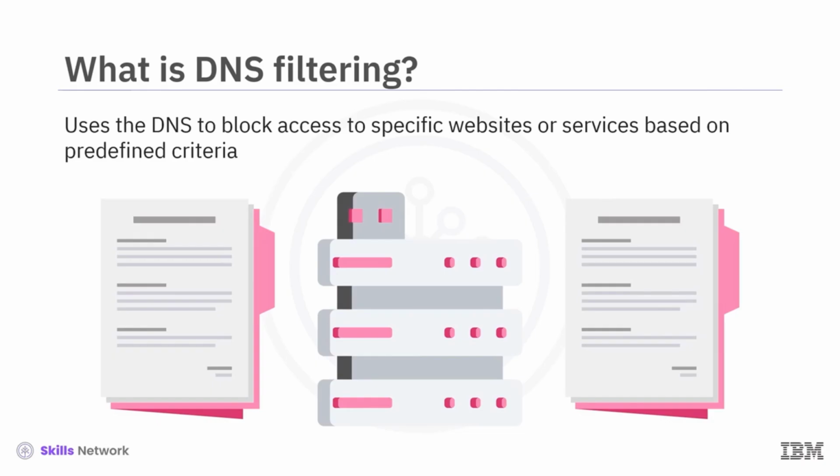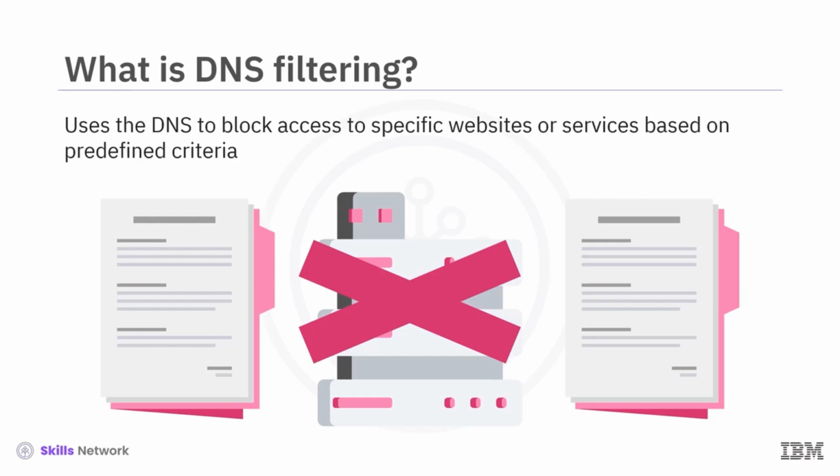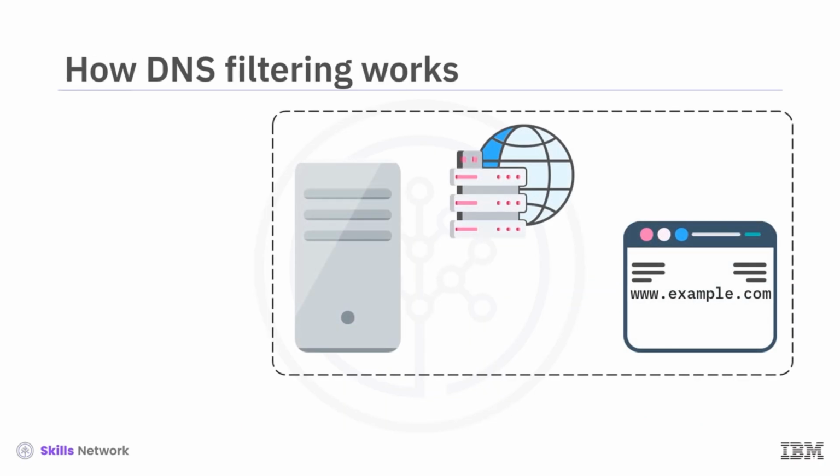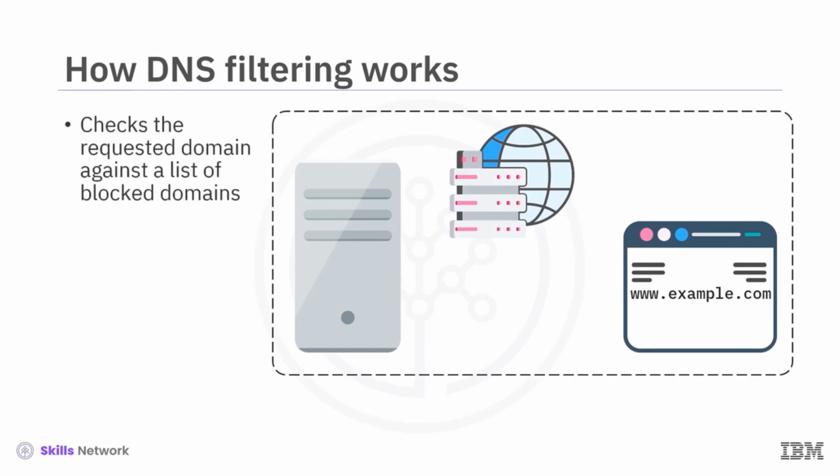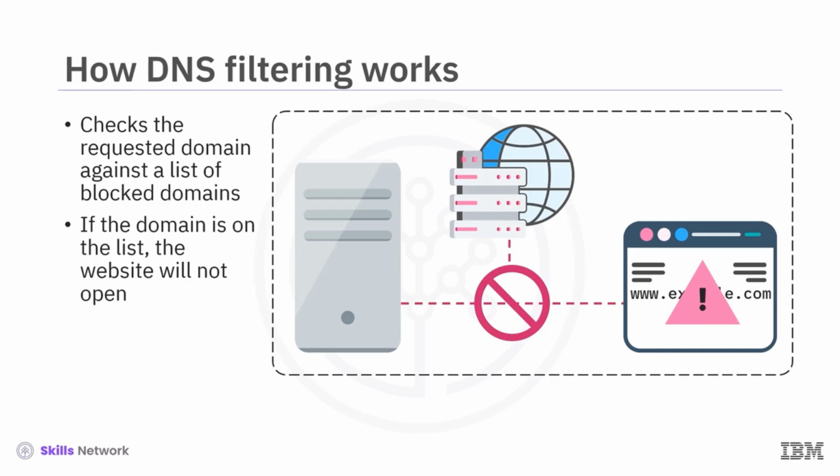DNS filtering uses the DNS system to block access to specific websites or services based on predefined criteria, including blocking sites known to distribute malware, restricting access to inappropriate content, or enforcing company policies. So when a user attempts to visit a website, the DNS filtering system checks the requested domain against a list of blocked domains and sends a request. The request is denied or redirected if the domain is on the blocked domains list, preventing access to harmful or unwanted content.